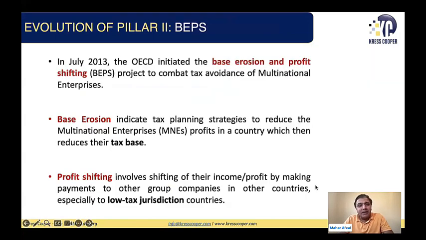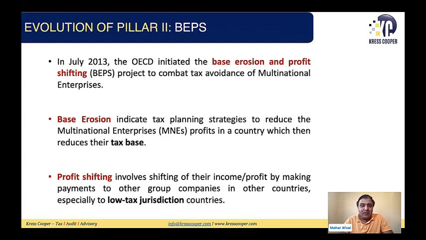Once the OECD was set up in 1960, they did a lot of other things as well. The most important thing related to this topic is that they started working on multinational companies, which are shifting profit from high tax jurisdictions to low tax jurisdictions. This is, at the end, a tax revenue loss.